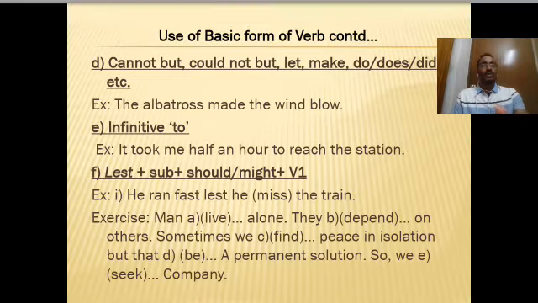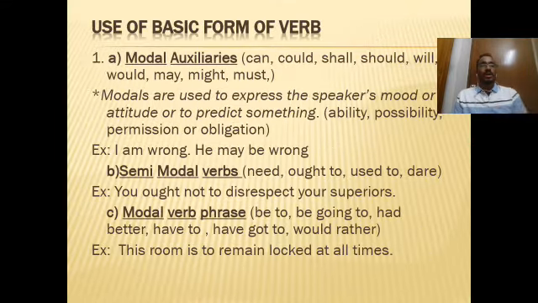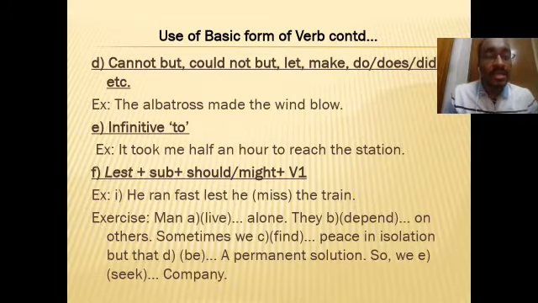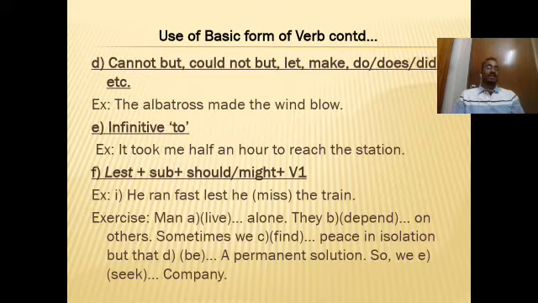So when do we use the basic form of verb? After modal auxiliaries, after semi-modal verbs, or modal verb phrases. We use it after cannot but, could not but, let, make, do, does, did, after infinitive to, and lest plus should or might plus verb 1. And here these are the uses of the basic form of verb. Here there is an exercise.